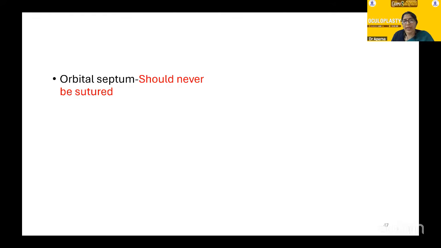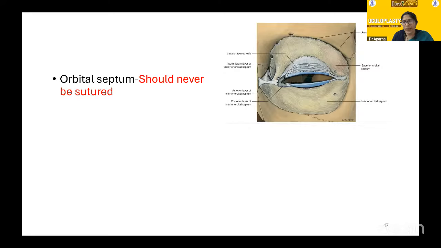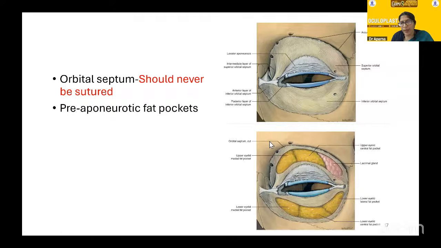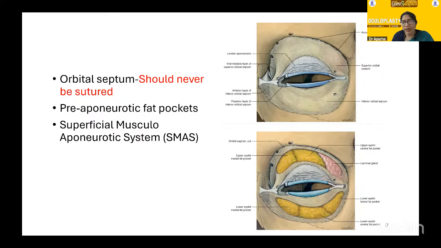The orbital septum should never be sutured. So this is a picture depicting the orbital septum. I remember there was a recent question for the postgraduates on the structures penetrating the orbital septum. The preaponeurotic fat pockets are 2 in the superior lid and 3 in the inferior lid. So the position of these pockets is important to note because they are important landmarks during ptosis or levator muscle surgeries.